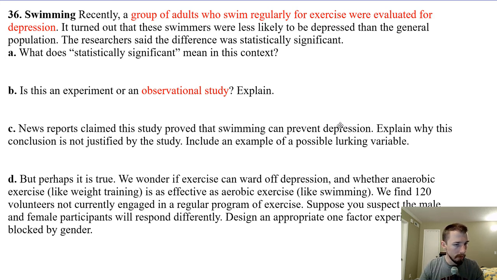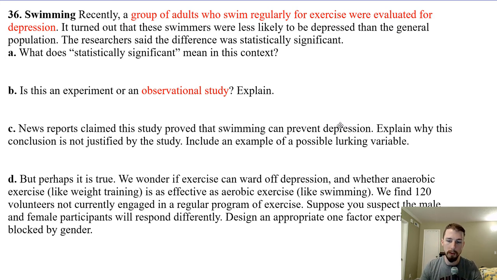All right, the news reported the claim, of course, naturally, what we're leading into. News reports claim the study proved that swimming can prevent depression. Again, not a causal relationship, it wasn't an experiment, so we can't go that route. We can say there's an association between the two, but we don't know if it was actually the swimming that caused the lower rates of depression. Explain why this conclusion is not justified by a study. Again, it was a study, not an experiment. There was no random assignment, so we can't prove a causal relationship.